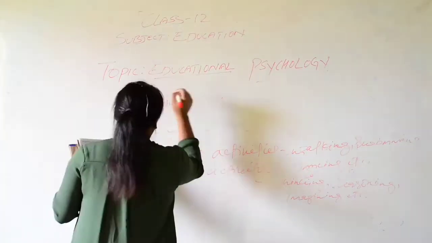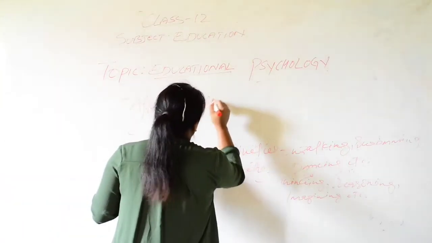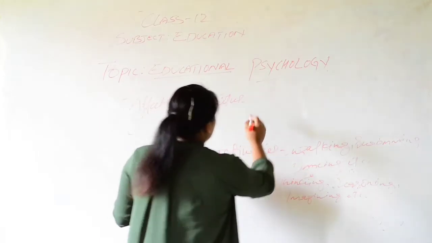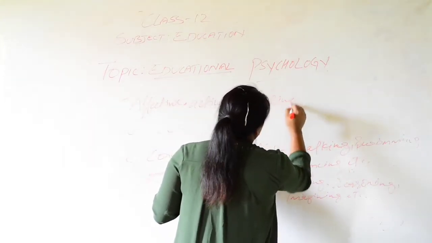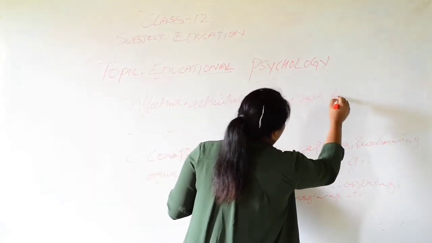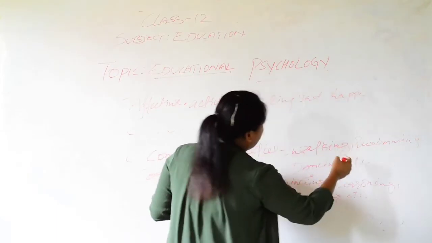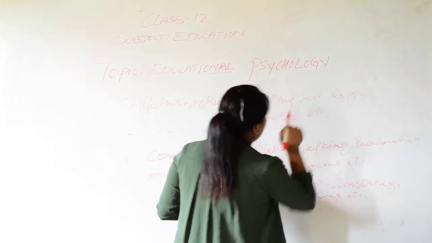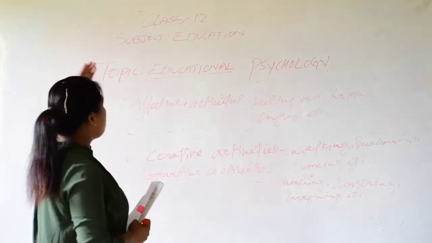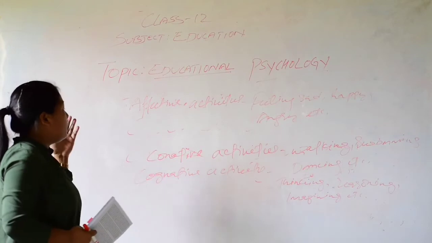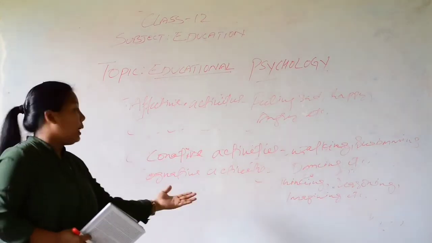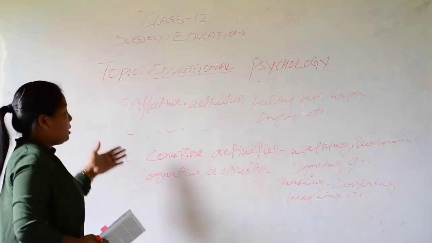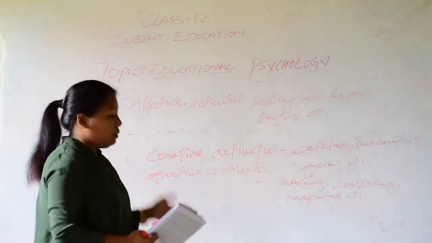It includes affective activities such as feeling sad, happy, angry, etc. So behavior includes these three activities: the conative activities, that is physical activities; cognitive activities, which means the mental activities; and the affective activities, which means the emotional activities.